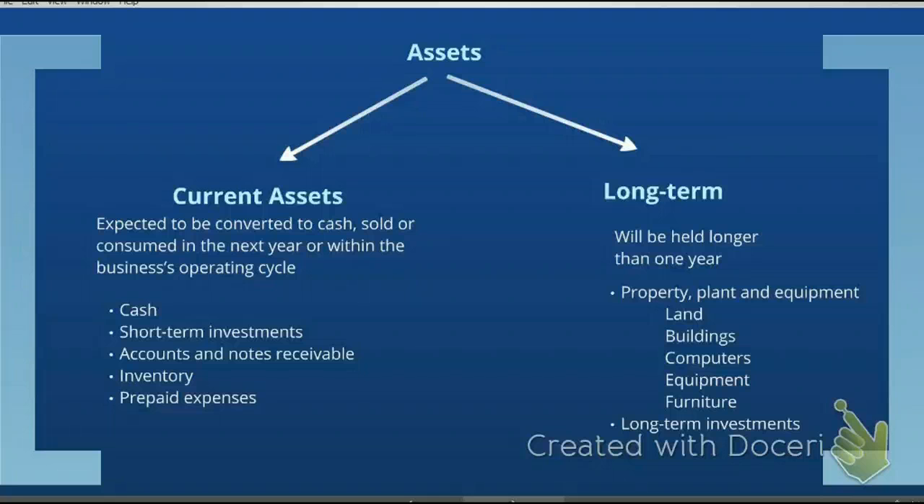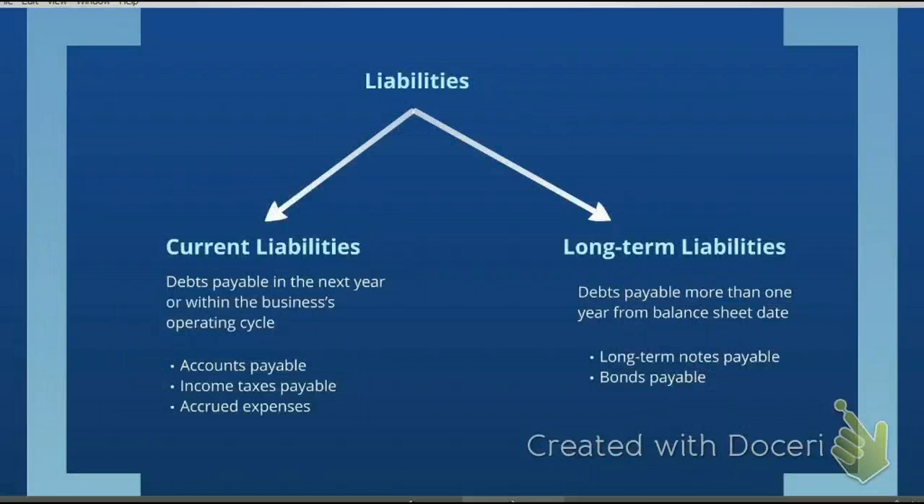Now let's take a look at long-term assets. These are items that will be held longer than 1 year. Typically, you're looking at things like land, buildings, computers, equipment, furniture, or sometimes long-term investments. All those items that will be held longer than a year will be classified in a company's balance sheet as long-term assets.